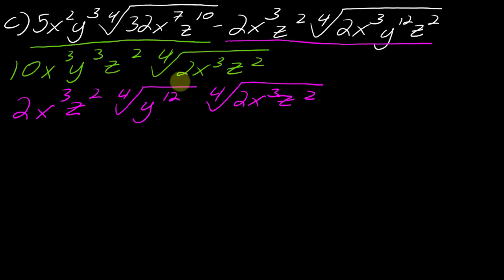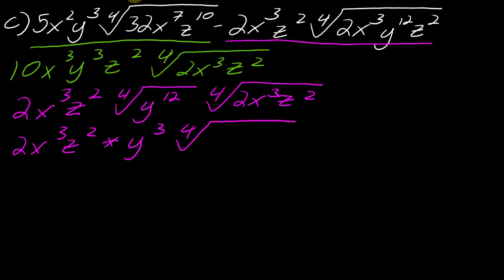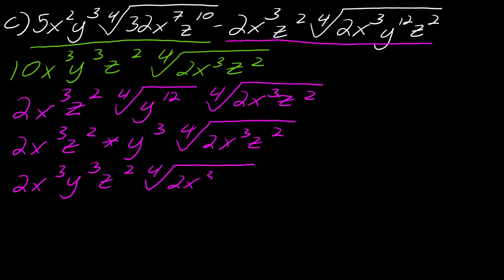So if I go a little farther with this and evaluate this part here, this will give me 2x cubed z squared times y to the 3rd, and then the 4th root of all of that stuff still. Now, as a best practice, I like to always put my variables in alphabetical order. So I'm going to write this now as 2x cubed y cubed z squared times the 4th root of 2x cubed z squared. All right, so now let me clear this off so I can see what problem we're left with.